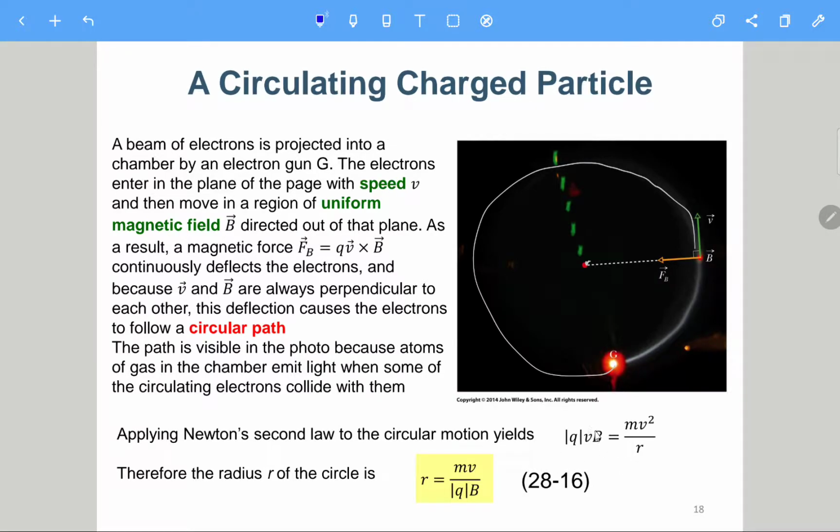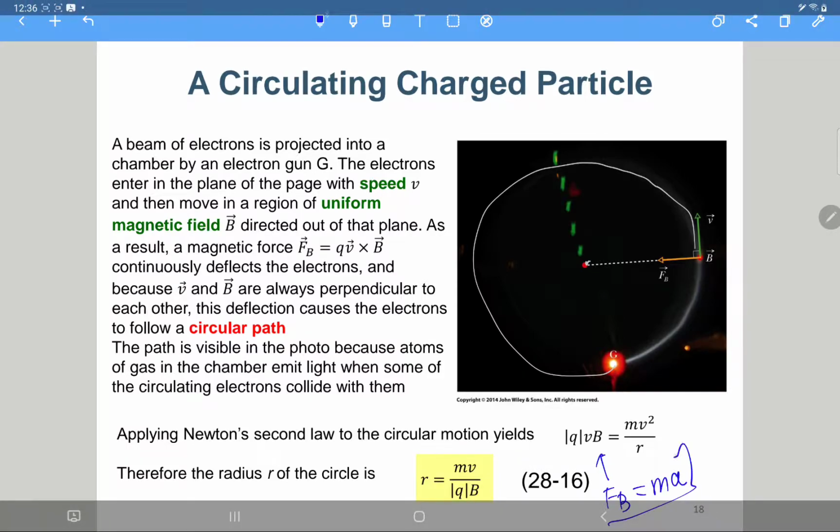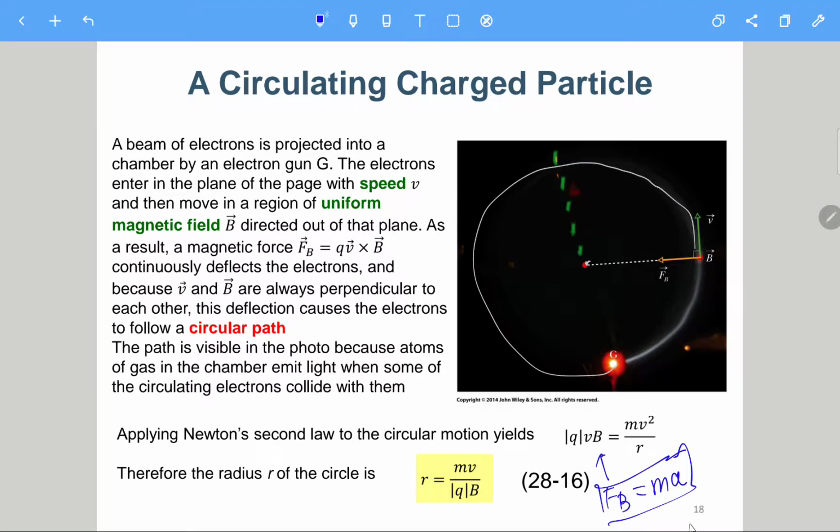So this is the force, the Lorentz force, which is QVB. We assume V and B are perpendicular to each other. The force equals ma, which is Newton's second law of motion. For circular motion, you should have learned that a is V squared over R. So in that case, we have this expression: QVB equals mV squared over R.